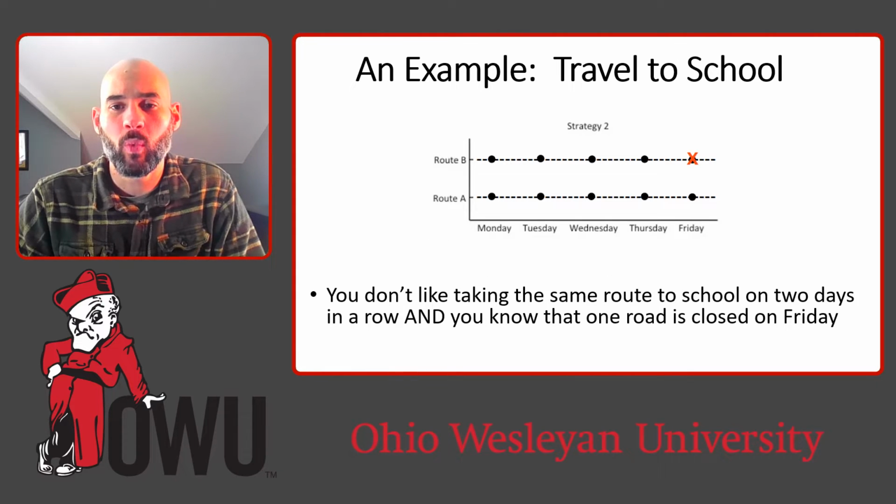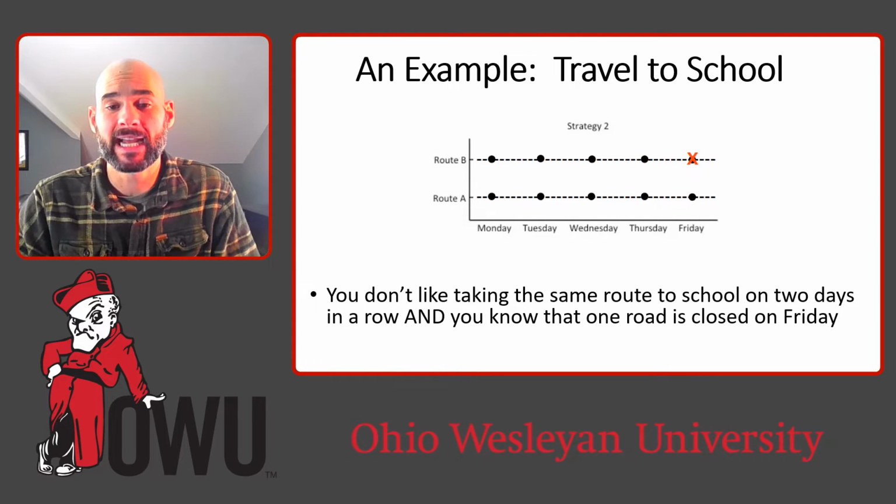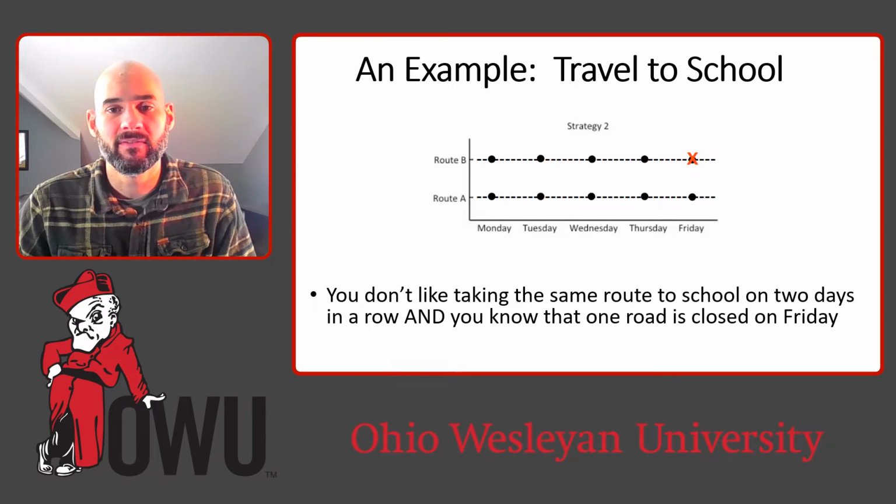Now, if we add one extra wrinkle to this example, we can see how it could become a dynamic problem. And for that additional complexity, let's assume that you don't like taking the same route to school on 2 days in a row, and you know that the road is closed on Friday for route B. So what do you do?